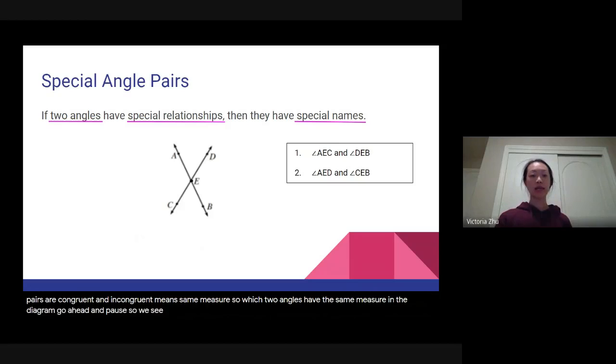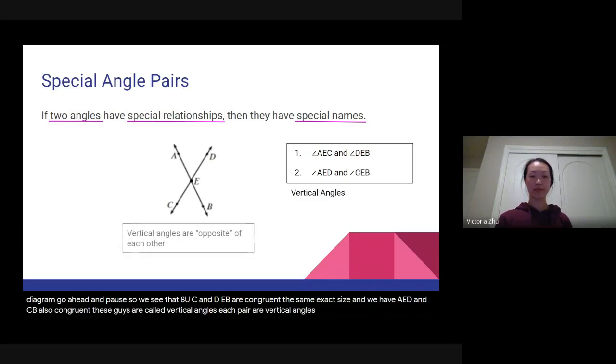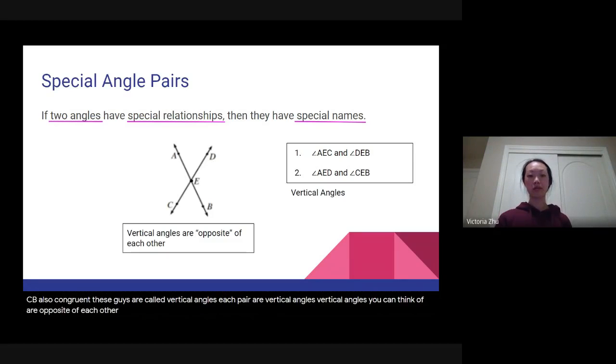So we see that AEC and DEB are congruent. They're the same exact size. And we have AED and CEB also congruent. These guys are called vertical angles. Each pair are vertical angles. Vertical angles you can think of are opposite of each other when we have two lines crossing.